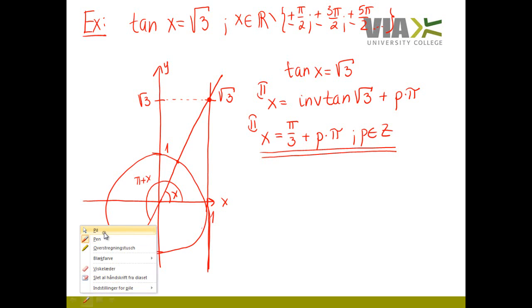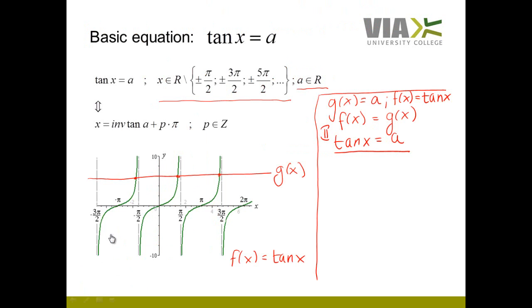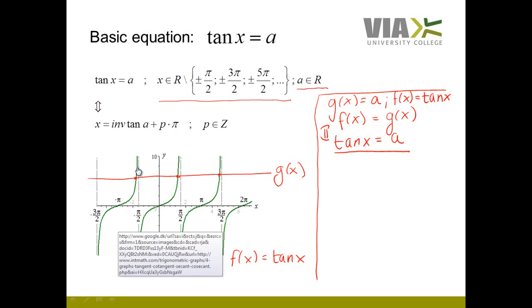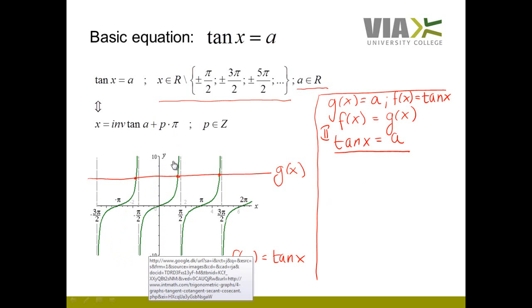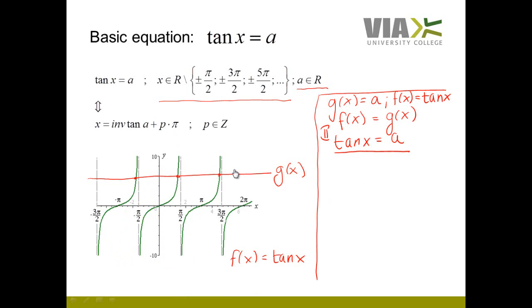Let's look into the general picture. If you have tangent x equals a, you have the restriction on x as we talked about, no restrictions on a, then x is equal to inverse tangent a plus p times 1 pi. For every repetition, which is equal to 1 pi for tangent, you get a new solution, a new intersection point between the two graphs. So that's how you solve the basic equation tangent x equals a.